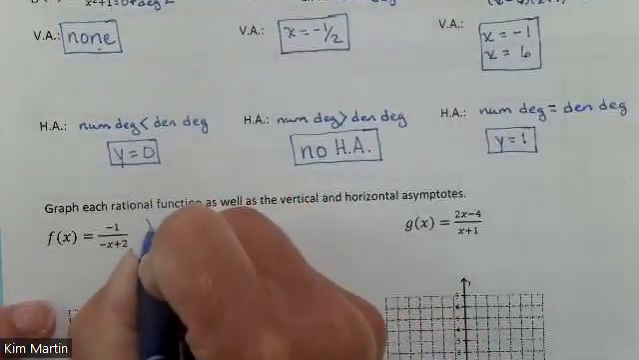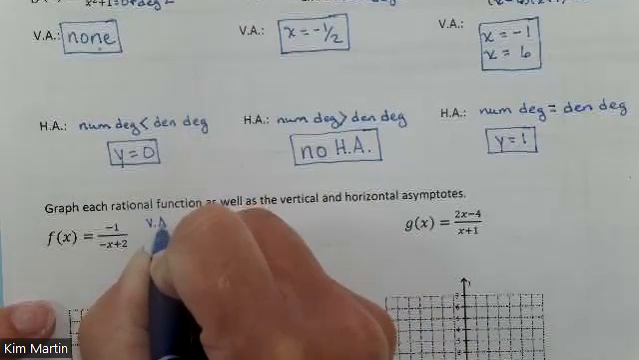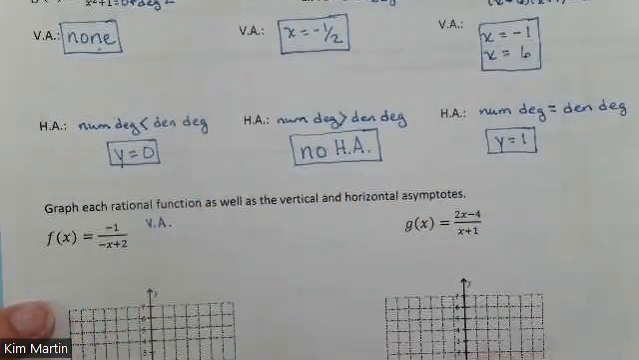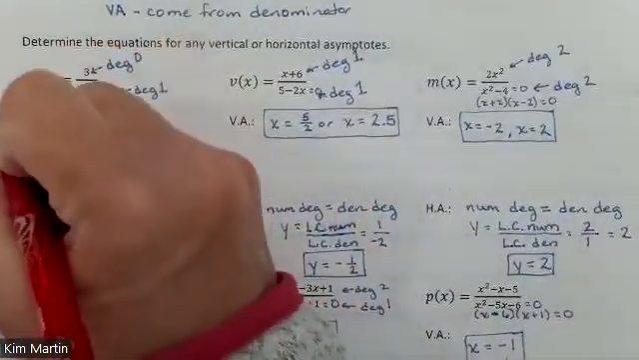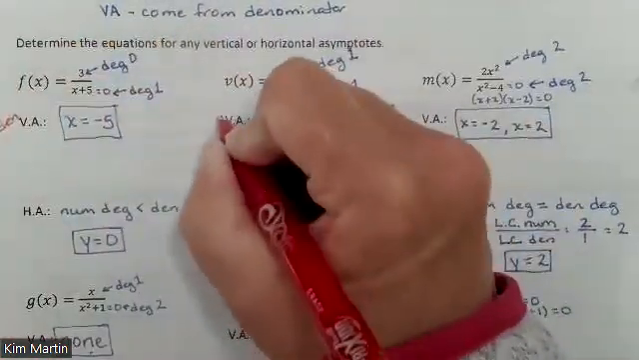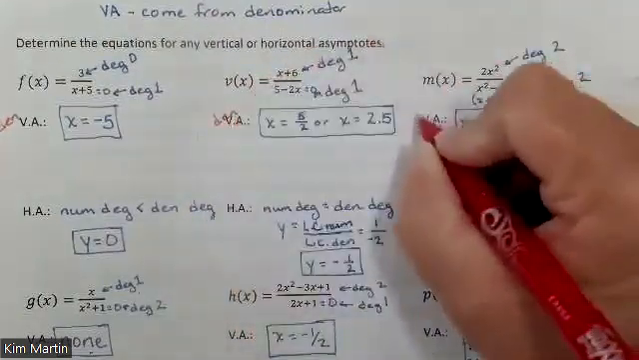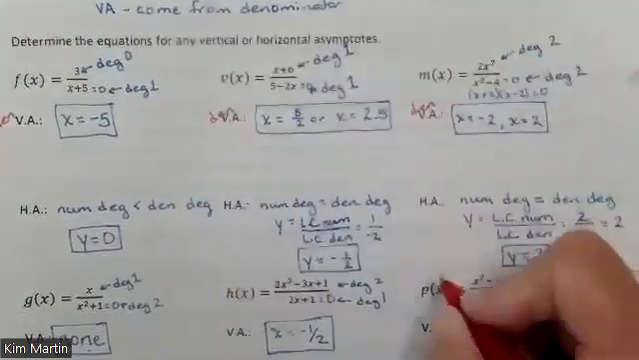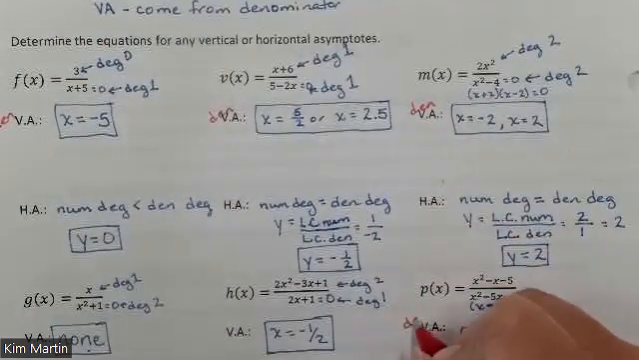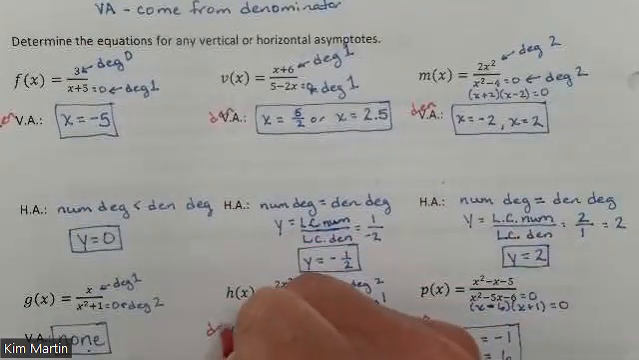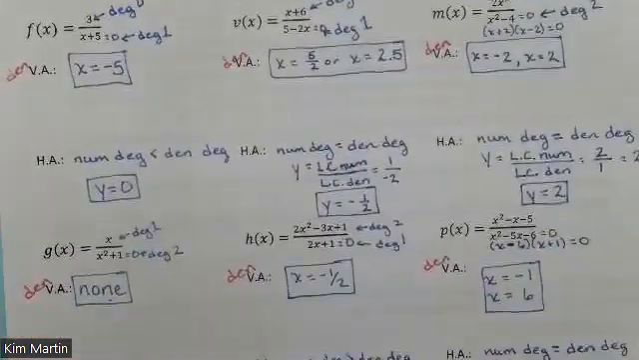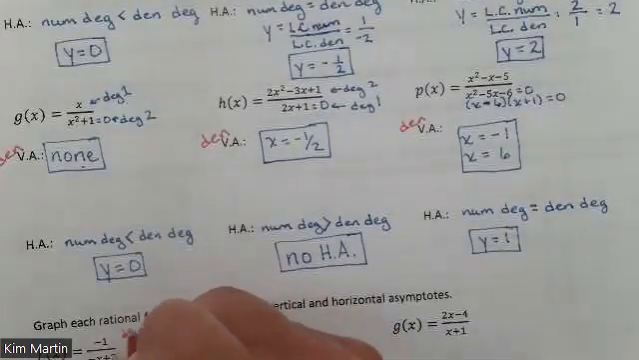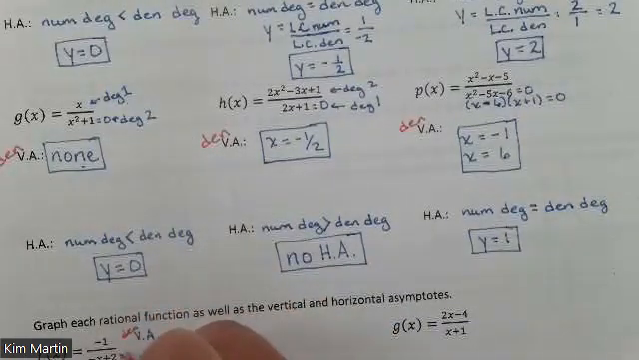When you tell me to graph something like this, first thing I'm going to do is find my asymptotes. I'm going to find my vertical asymptote first. Where does that come from? Denominator. That's something I didn't do up here. Vertical comes from my denominator. I just do this so that it tells me where it comes from if I was using these notes when I go to do my homework.